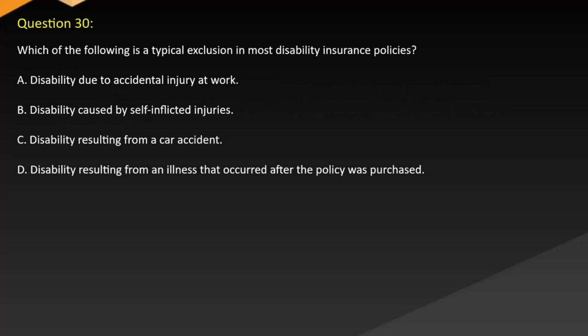Question 30. Which of the following is a typical exclusion in most disability insurance policies? A. Disability due to accidental injury at work. B. Disability caused by self-inflicted injuries. C. Disability resulting from a car accident. D. Disability resulting from an illness that occurred after the policy was purchased.